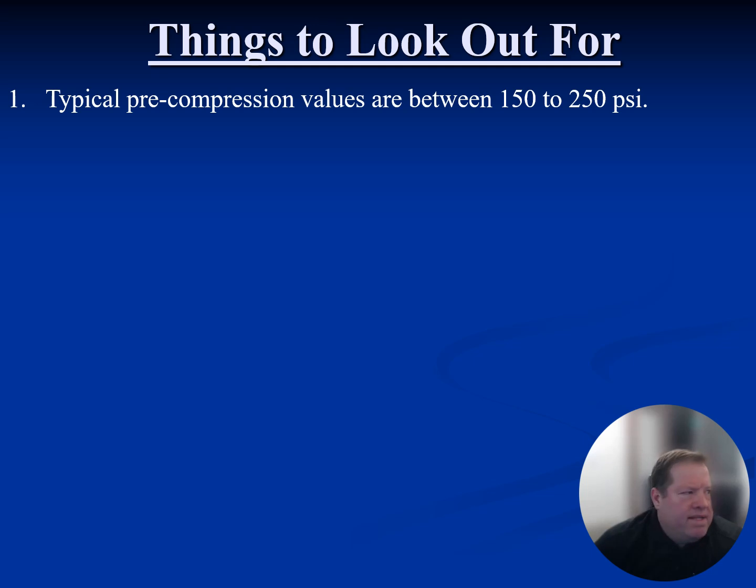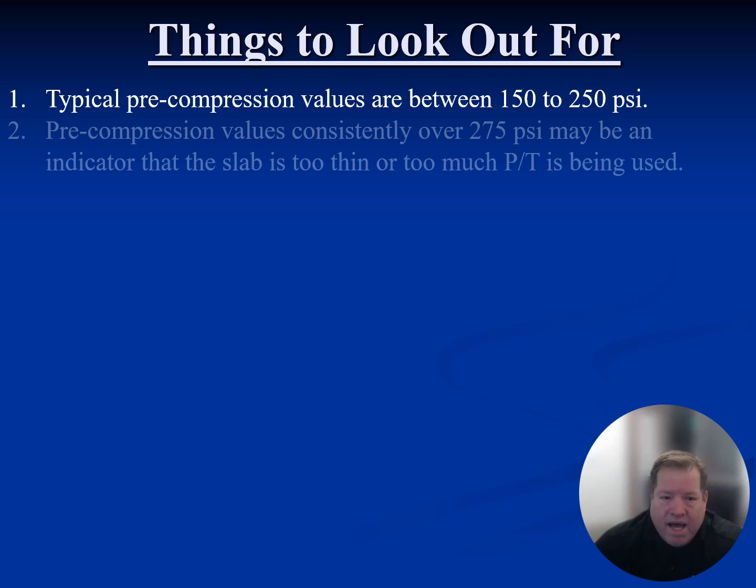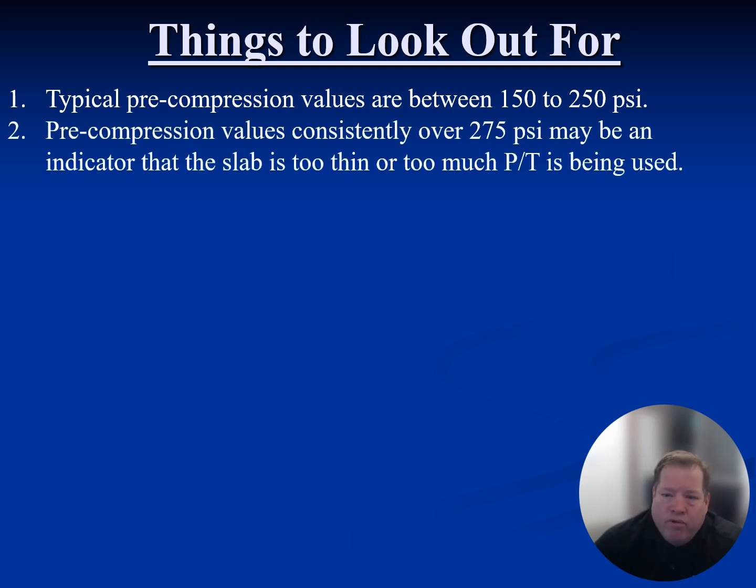For a good design, typically the pre-compression values are between 150 to 250 psi on the average. If you have localized higher areas, that's fine. But if you're in the 300 plus range on the average, I think your pre-compression is too high. You might want to look at your slab thickness. Way over 275, you're probably using way too much PT, or your slab is too thin.